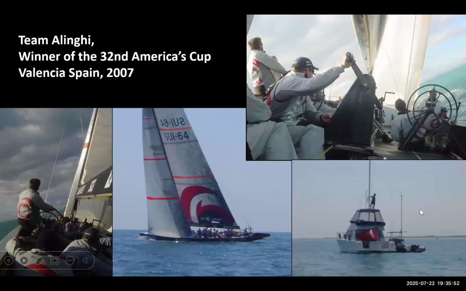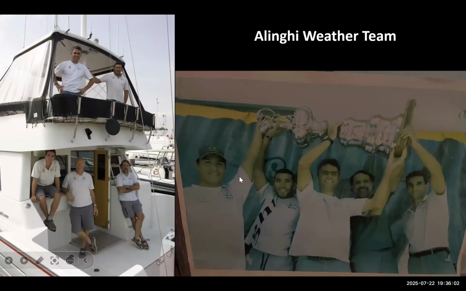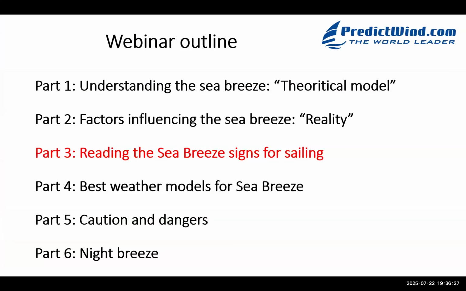And here is the weather boats that we were using during the America's Cup to measure the wind. And this is the weather team. And luckily, we won the America's Cup. And at the center of this picture, this is John Bilker, who is the owner of PredictWind. After Alinghi, he created PredictWind. So PredictWind's DNA is really the America's Cup, and a lot of the technology that we developed during the Cup was used after to build our models.